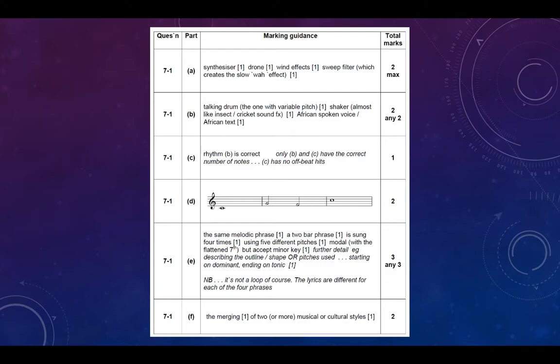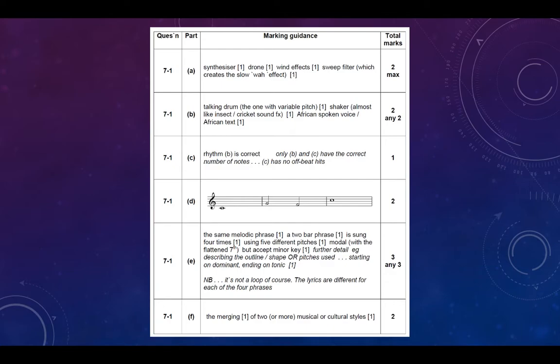It uses 5 different pitches, so could be described almost as pentatonic. It's modal, which we know because we've discussed the fact that this piece uses the Aeolian and Dorian modes. But you could, if you put minor key, they would have accepted it. So any further detail? So if you'd said that on the whole it's a descending phrase, and then it goes back up again, or the pitches that are used, the fact that most of the ends of phrases will finish on the dominant, but the final one finishes on the tonic. Any 3 of those would get you your maximum 3 marks.